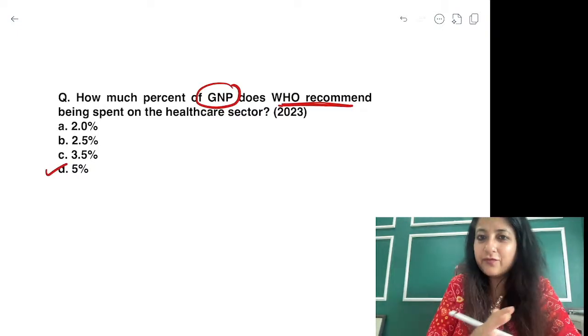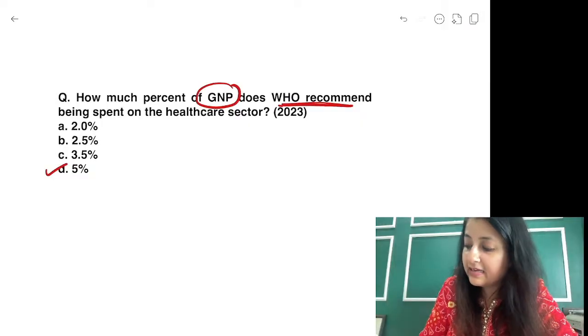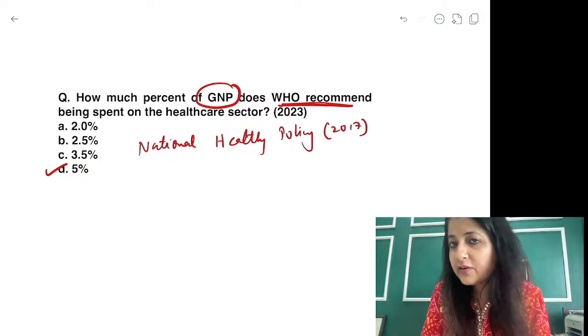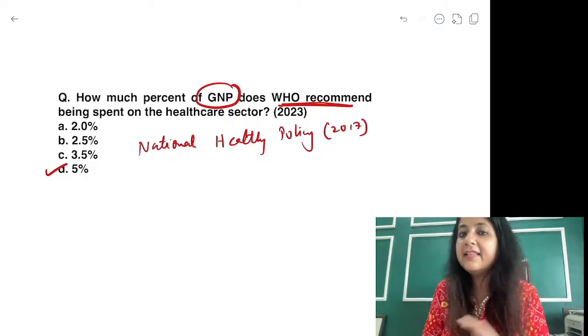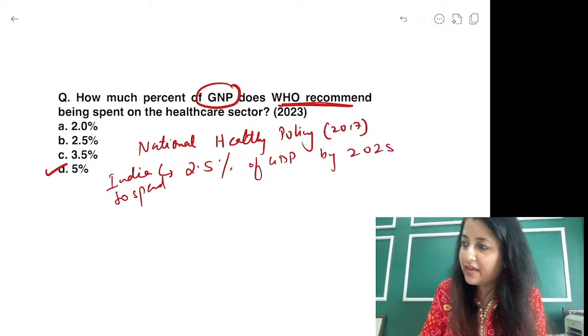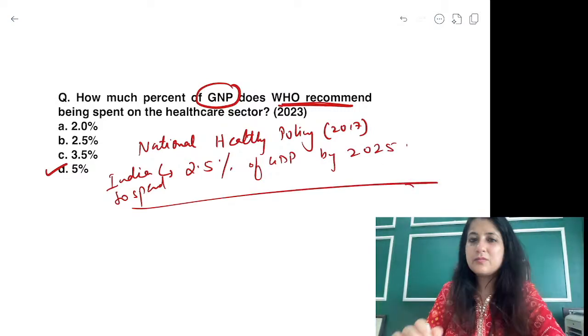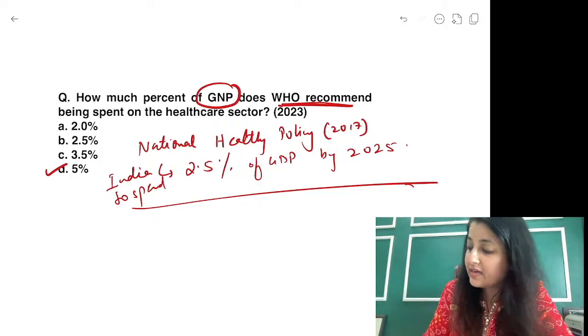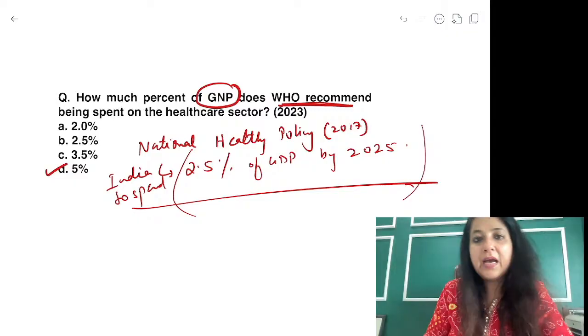And this was a question from one of the exams. In the FMG exams, the question was: according to the National Health Policy of 2017, what percent of GDP will India spend on health by 2025? Remember, India to spend 2.5% of GDP by 2025. Don't get mixed up. Currently, India is spending around 1.9 to 2% of GDP on health. India has promised to spend 2.5% by 2025.